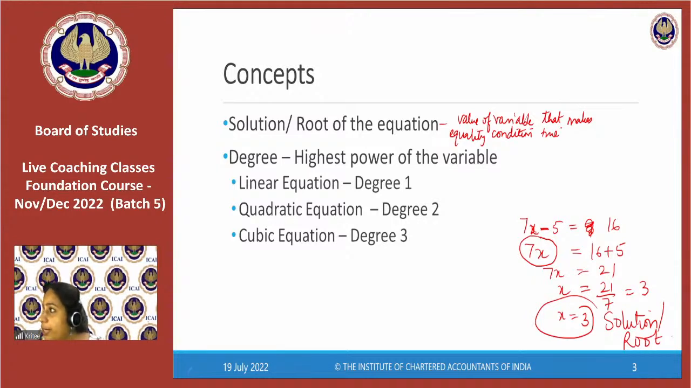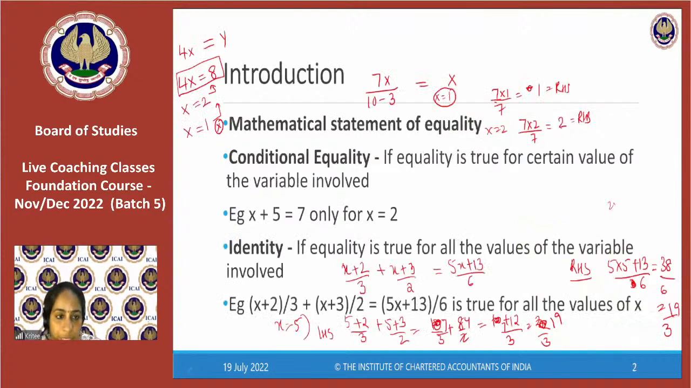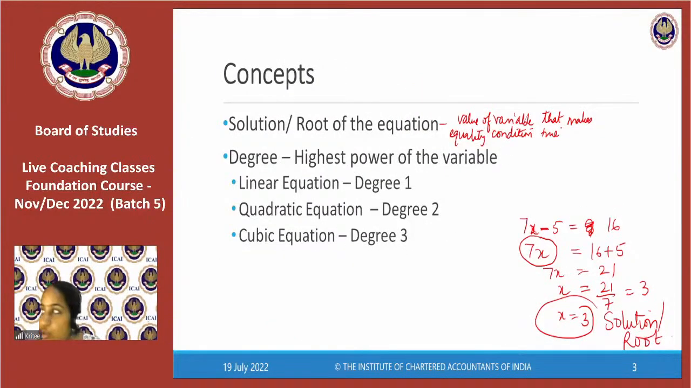Kami, I have already explained conditional equality in English. I'll repeat this for you very quickly. Conditional equality is when the equation holds true for a particular value of variable only. Like in this particular equation, this equation is true only for x equal to 3. For any other value of x, this equation will not hold true. This is known as conditional equality.